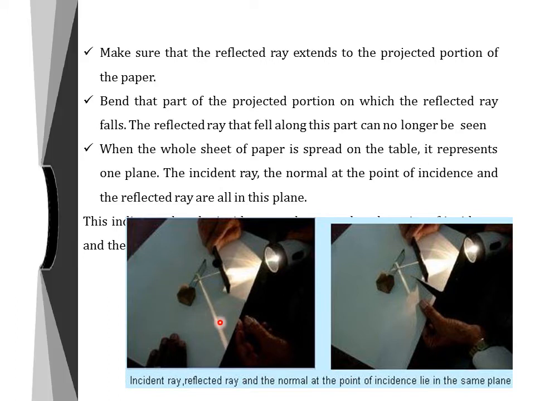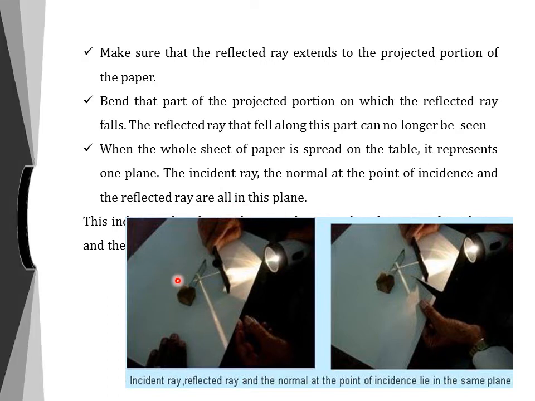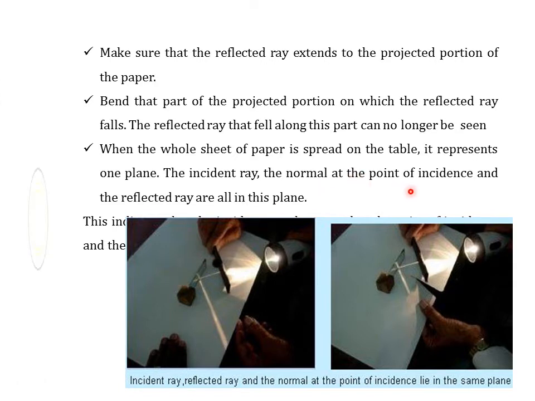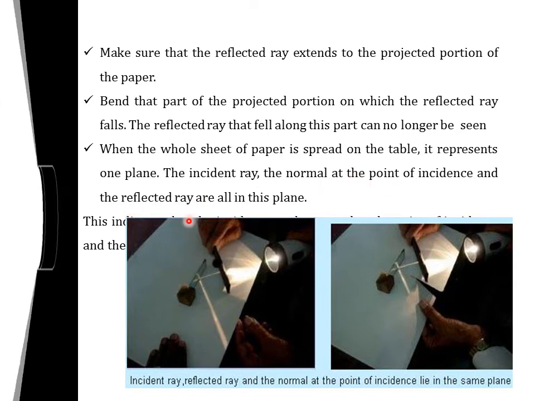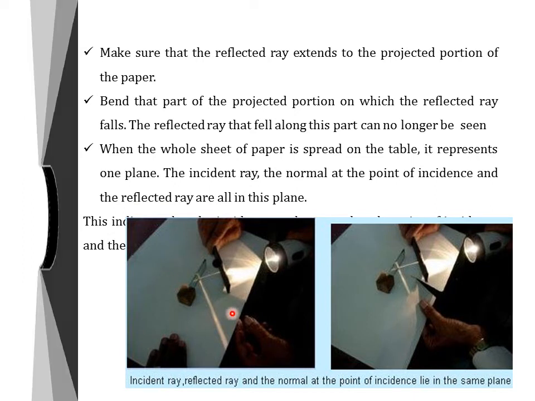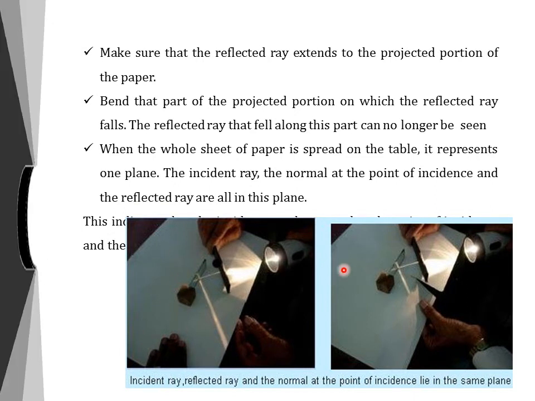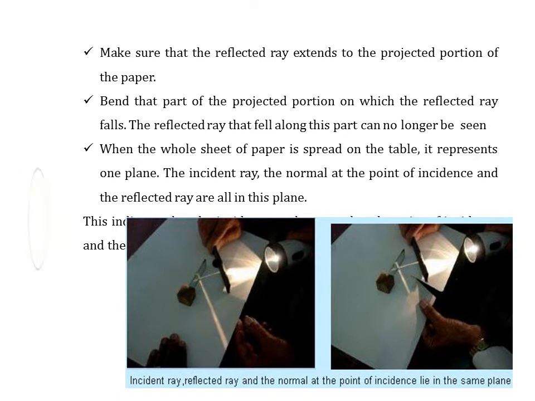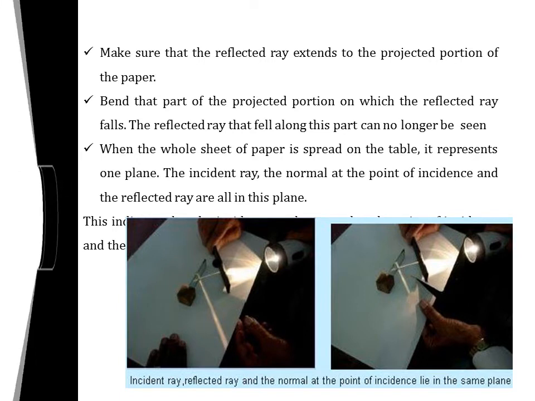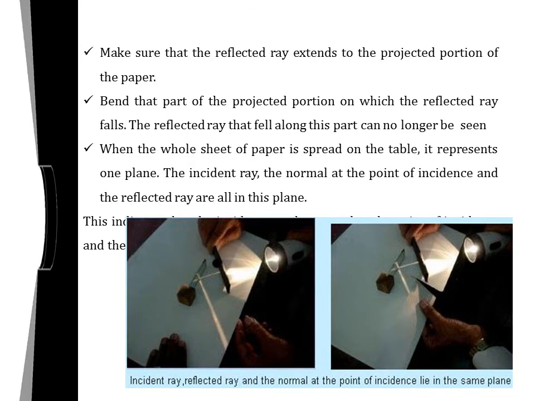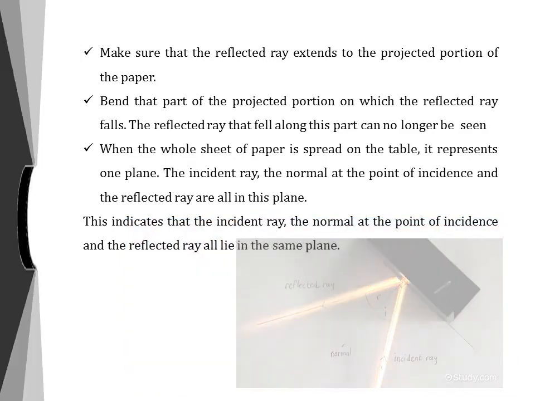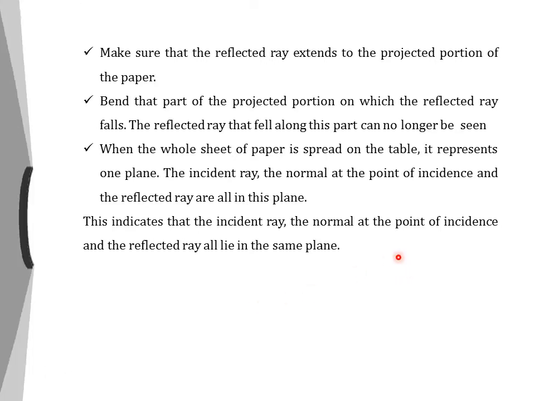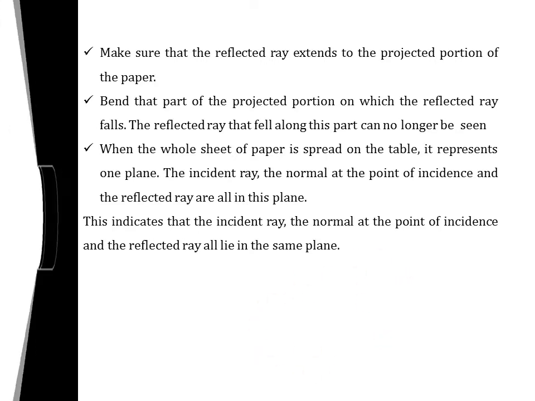When the whole sheet of paper is spread on the table, it represents one plane. The incident ray, the normal at the point of incidence and the reflected ray are all in this one plane. When we bend the paper, we create a different plane in which the incident ray and the normal lie. Hence, from this activity we can say that the incident ray, the normal at the point of incidence and the reflected ray all lie in the same plane.